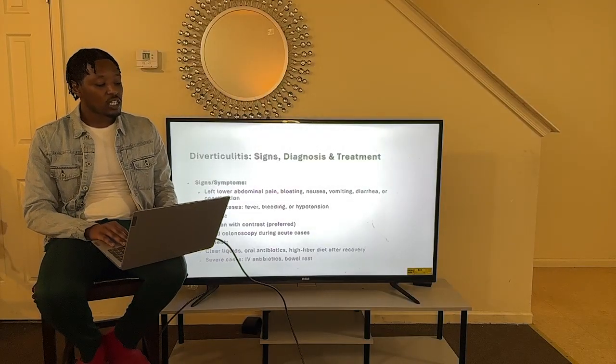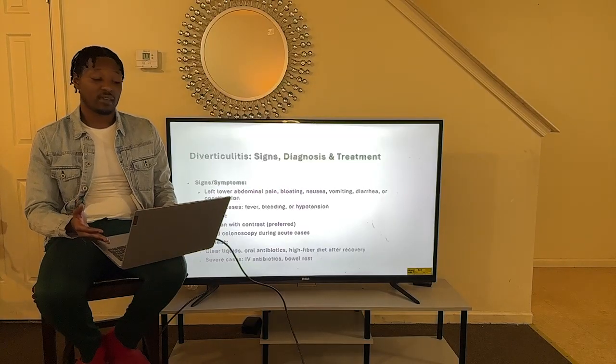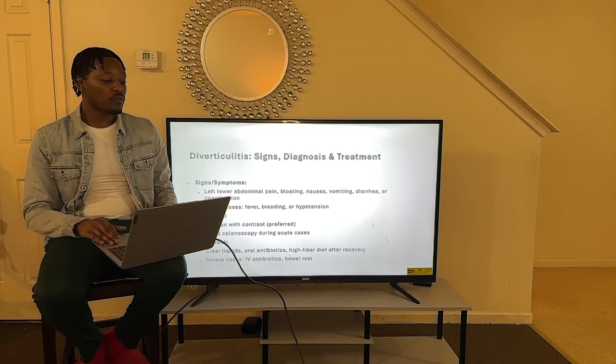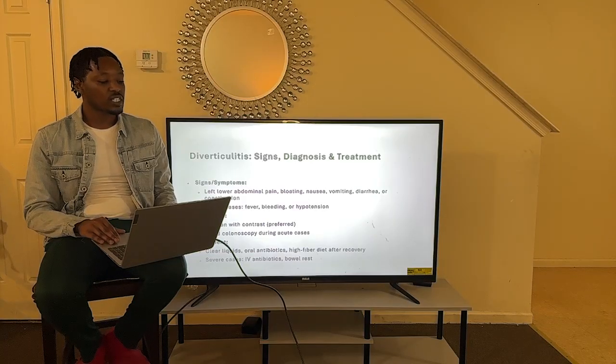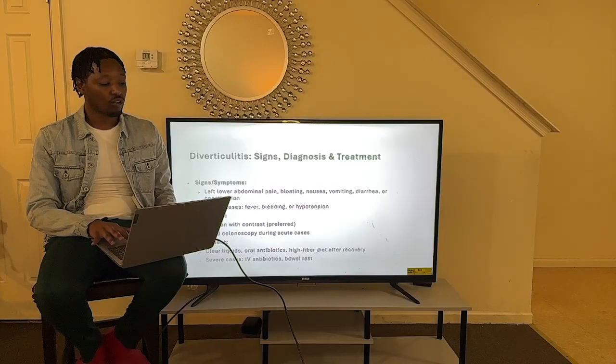Some diagnoses include a CT scan with contrast. This is the preferred method. You would want to avoid a colonoscopy during acute cases. Treatment includes clear liquids, oral antibiotics, a high fiber diet after recovery, and for severe cases, IV antibiotics and bowel resting.